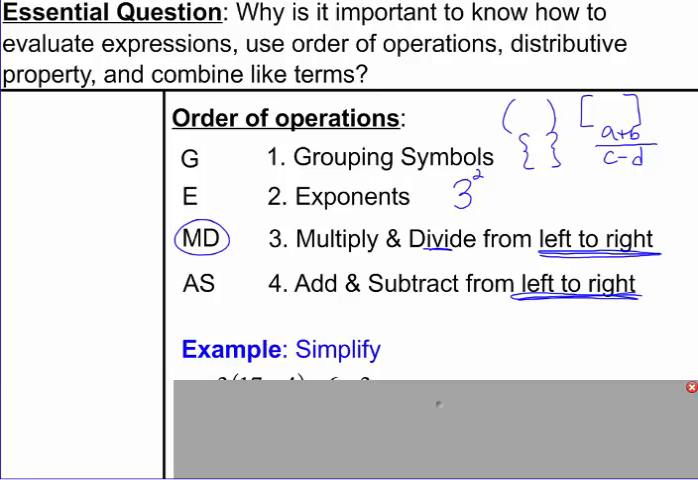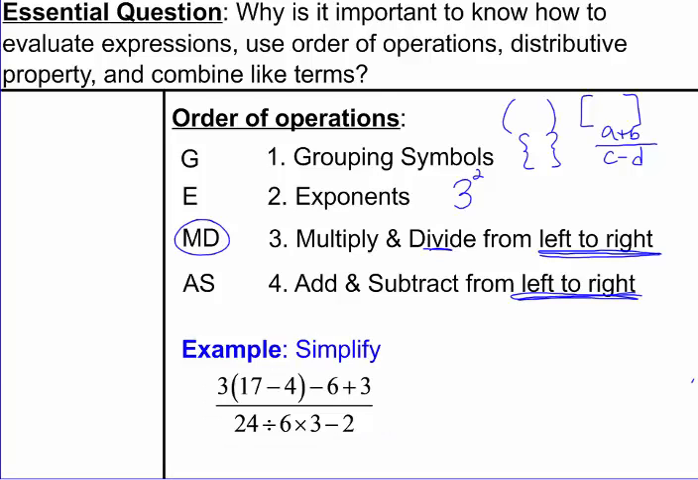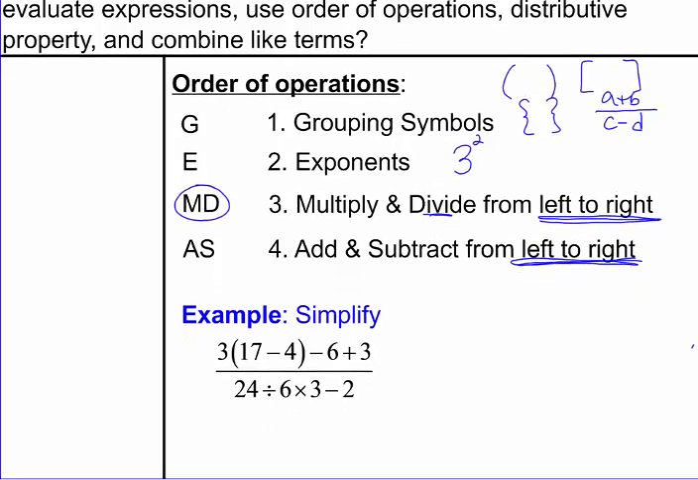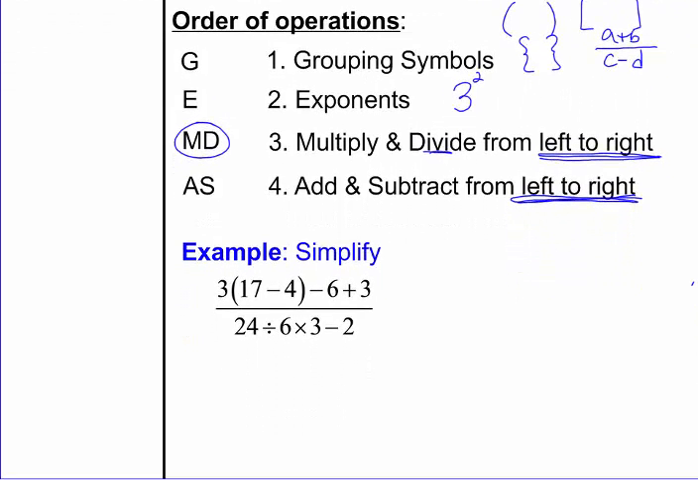So let's take a look at an example. We're going to use the order of operations there to simplify this expression. So first we have our grouping symbols. We look through the problem to see if we have any grouping symbols. Okay, we do have some right here. There's some parentheses. And then again, you have the fraction bar. So we have to do all the stuff that's on top and all the stuff that's on bottom before we can do the fraction bar, which also represents divide.